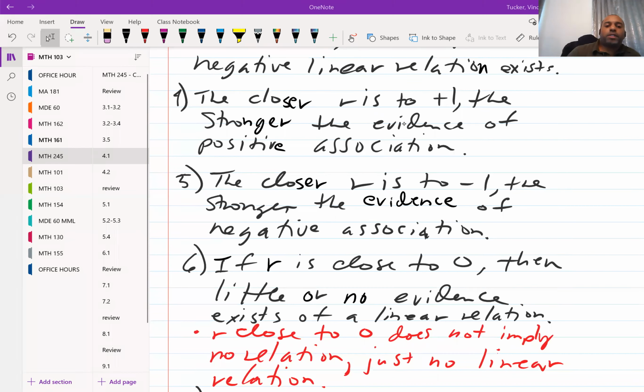All right, so 6, if R is close to 0, then little or no evidence exists of a linear relation. R close to 0 does not imply no relation, just no linear relation. So we talked about that before.